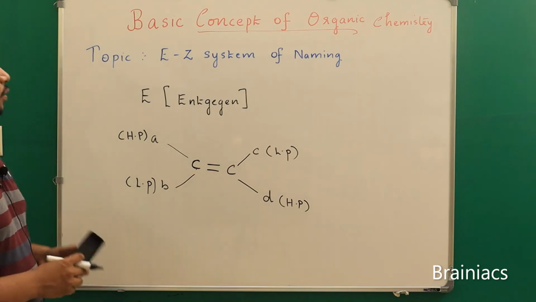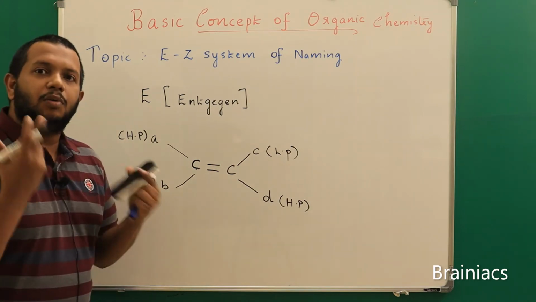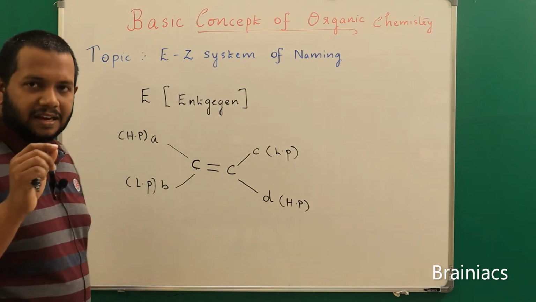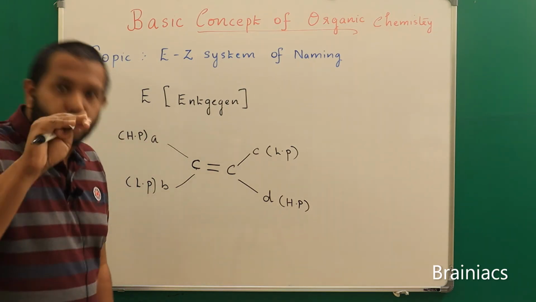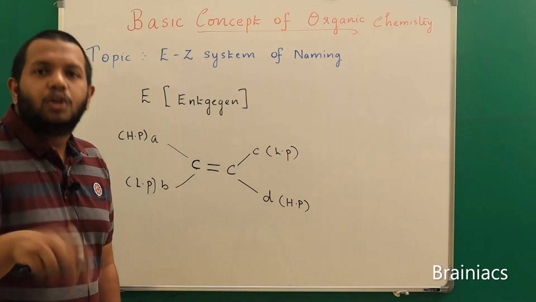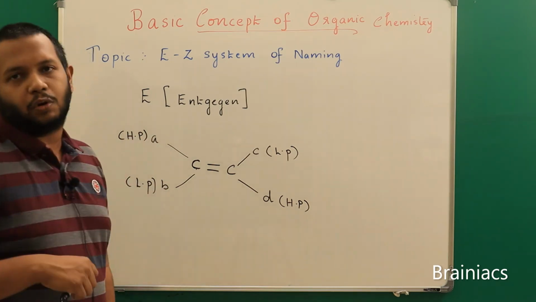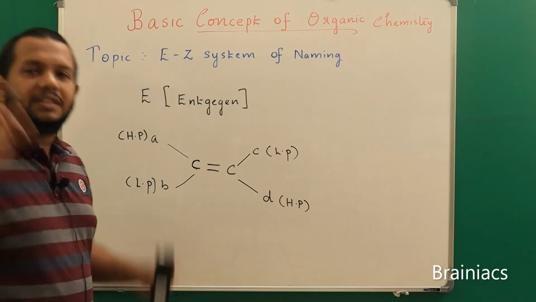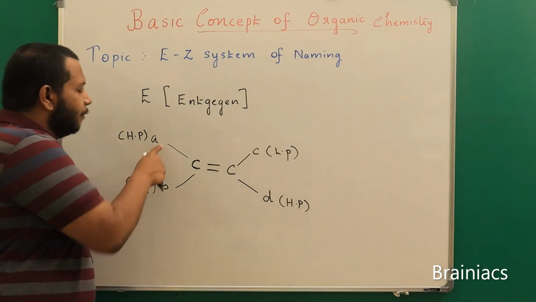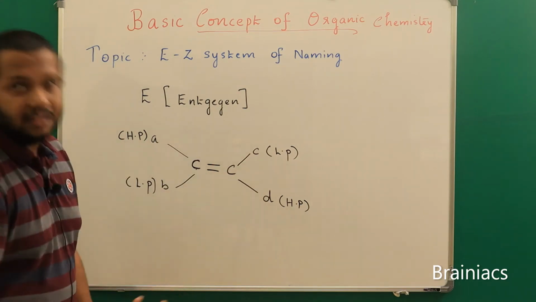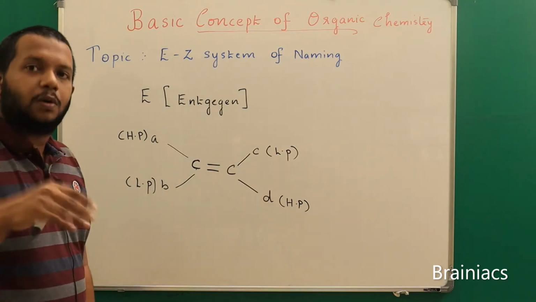Now the next question that comes to your mind is, sir, how did you arrive at saying that A is of high priority? I can say that there are a set of four rules that you need to follow to check whether, on comparing A and B, A is of high priority or not. If you follow those rules, you can assign priority for A, B, C and D. How to assign priority, I will teach you.